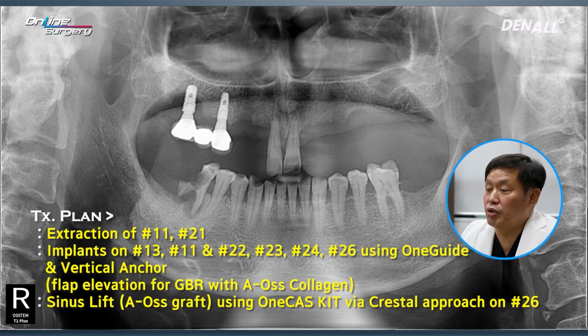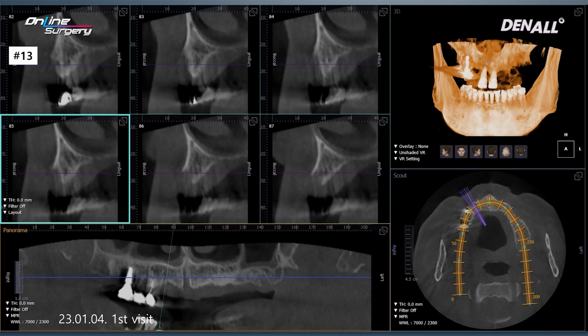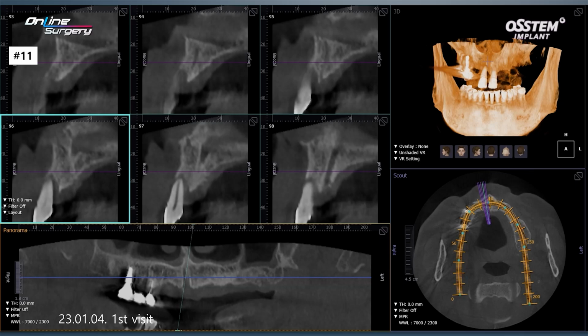As for the anterior zone, slight flap elevation will be done. EOS collagen will be used for GBR. On CT, this is number 13. Overall, alveolar bone condition seems nice, but there's a bit of labial bone damage. On CT, it looks very thin, so I think there is slight labial bone left.